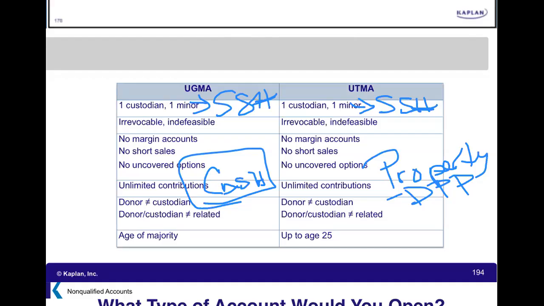In an UGMA account, when the child reaches the age of majority in the state that they live in, typically that is 18 years old, they would have full access to any monies that are in the UGMA accounts. When the child reaches 18 in an UTMA, although we could give that to the child at that time, we're not required to like we are with the UGMA, but rather we can keep control over these funds until the child reaches age 25, at which time it would completely pass to the child.